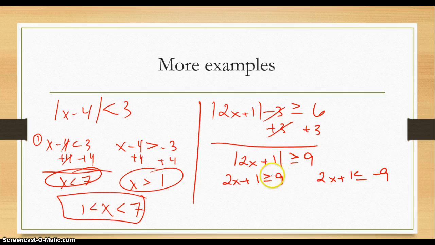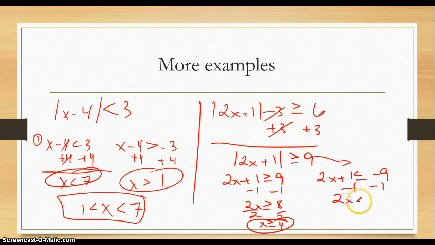Make sure you flip the sign and you add a negative to the second solution. So subtract 1. 2x is greater than or equal to 8. Divide by 2. x is greater than or equal to 4. Subtract 1 over. 2x is less than or equal to negative 10. Divide by 2. x is less than or equal to negative 5.